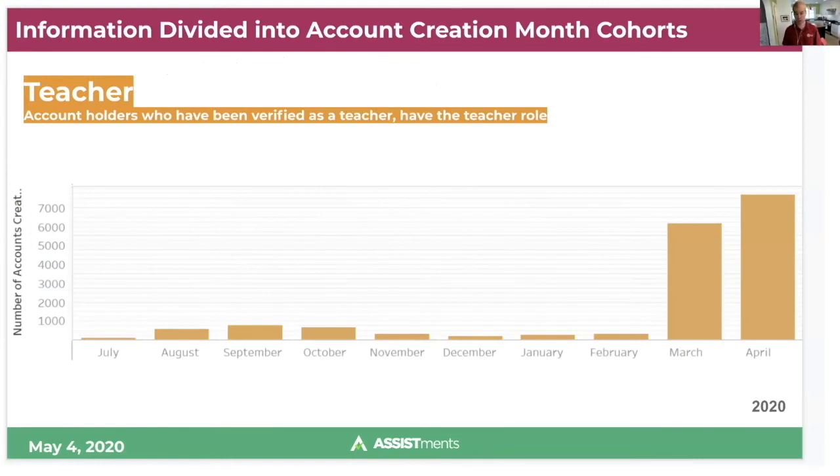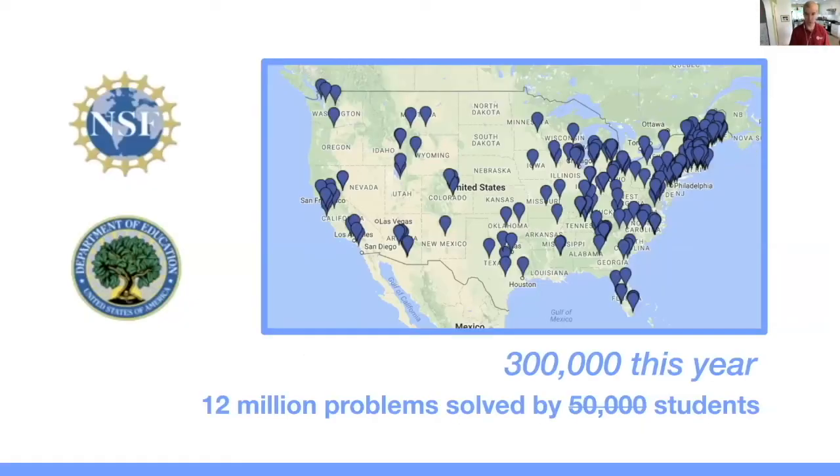During the pandemic, we had 6,000 teachers in March make an assessment account. We normally would have had about 300 a month. So obviously during the pandemic, we had all these teachers say, holy cow, we need something. So they flocked to us. This map is out of date because we've been busy doing other things, but we have 300,000 users right now. I think something on the order of certainly over 10,000 teachers and 300,000 kids. And I think our number of problems solved is over 100 million.